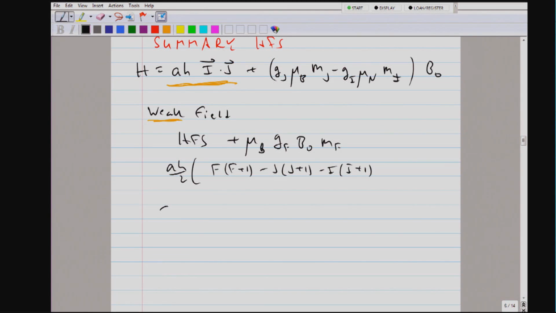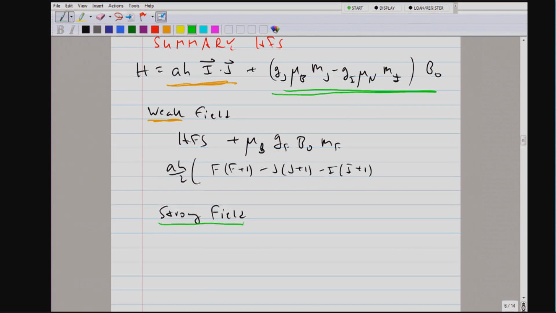The other case is the strong field case, where the magnetic field dominates. Then we simply solve for the hyperfine structure in the magnetic field. You know, it's one of those rules in quantum physics, or in physics, or maybe even in life: first things first. You should first take care of the big things. And this is now the magnetic field.